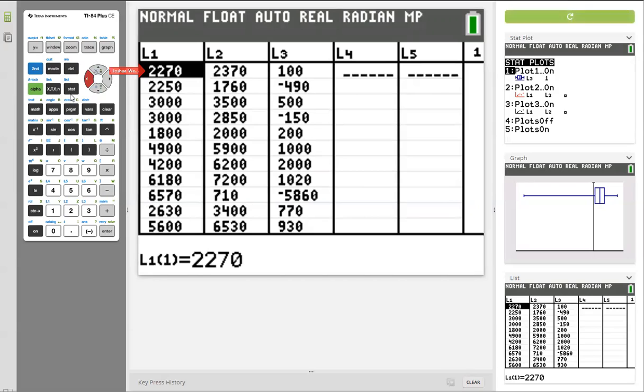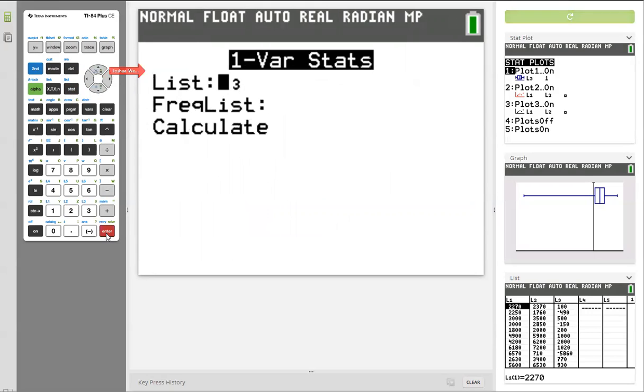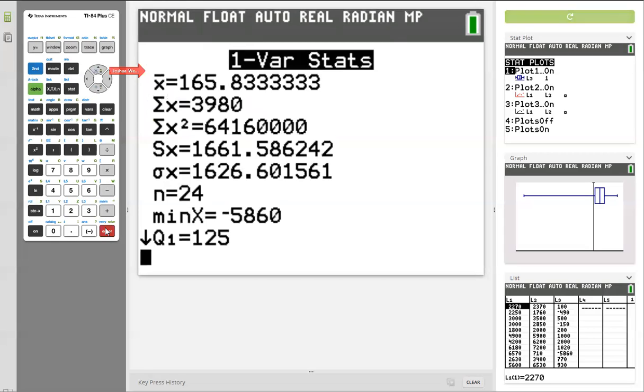So what we do now is we have 24 full trades: buy, sell, and the gain or loss. So we hit Stat, right arrow, 1 variable stats, and we're going to analyze not the amount invested or the sale price, but the gain and loss column. We're going to check those statistics on L3. So the frequency list, don't do any repetitions. It's just 1 trade per row for 24 trades, and calculate. And the statistical data comes up.